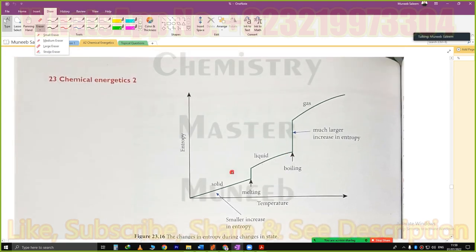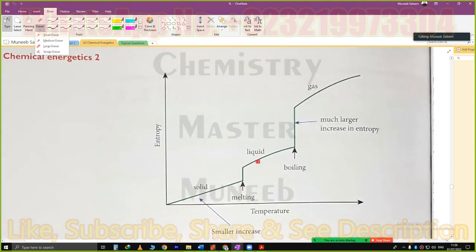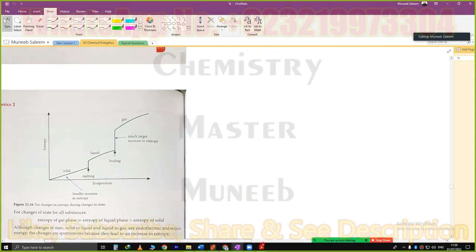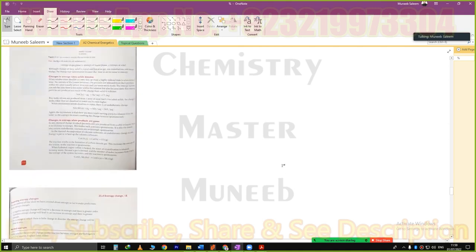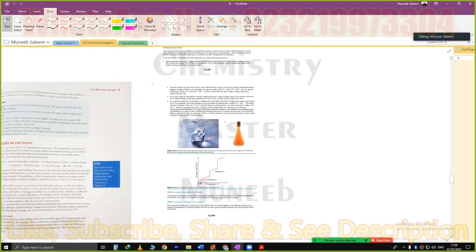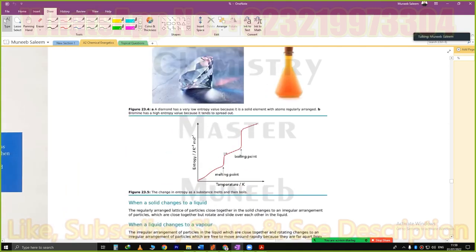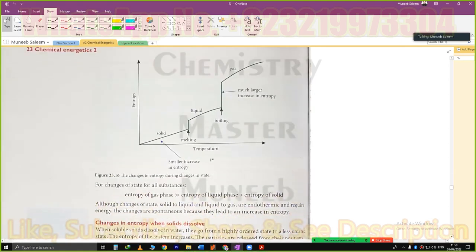You can see this in this graph. This type of graph is also in your Laurentian book. Here we can see these two graphs. This graph is in the Laurentian book, and a similar graph is in this book.